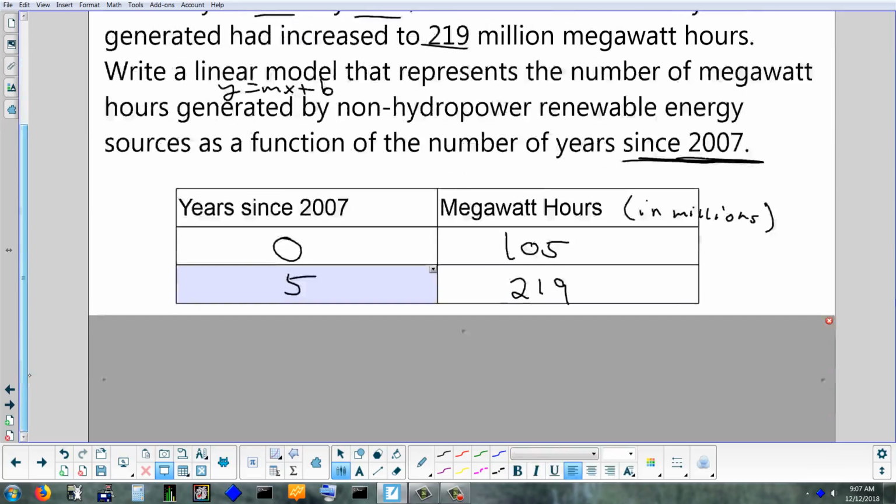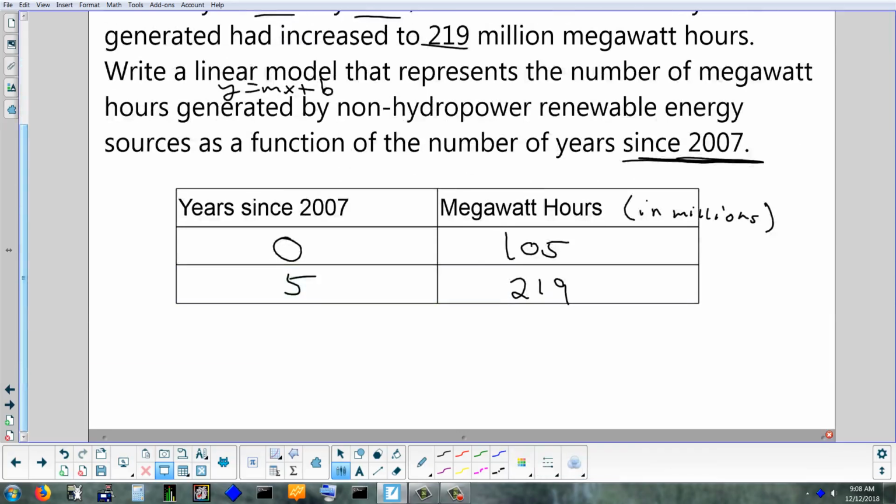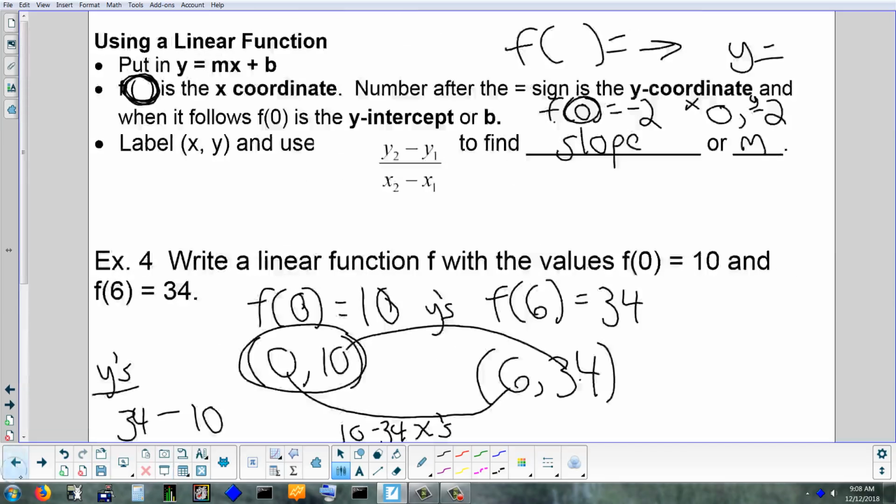So now let's just turn these into coordinates. How would you write the first row as a coordinate? 0, comma, 105. And then how would you write the second row as a coordinate? 5, comma, 219. Now you've got two coordinates. It's just like a problem like this. You just match up your coordinates and find the two things you need.